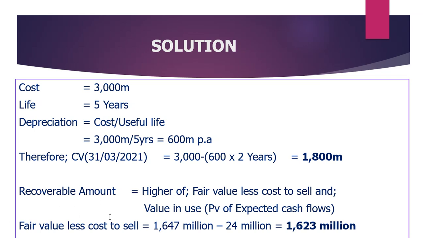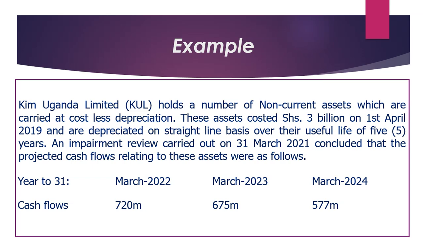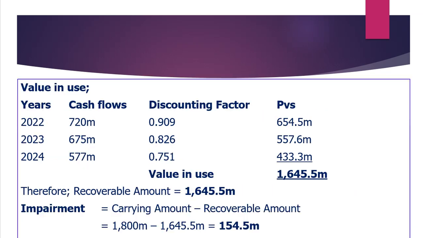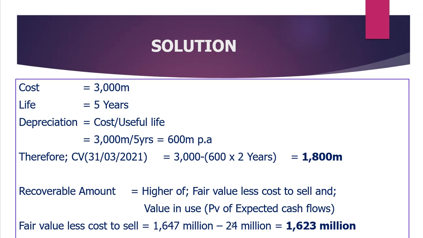So now, the fair value or the net selling price, of course, we get from the question. We have seen that the marketing department concluded that these non-current assets would fetch a market value of 1,647 million, but with associated costs to sell of 24 million. So to get the fair value less cost to sell, you take this market value minus the associated cost to sell. So let's do it. Now we got it here, and the fair value is 1,623 million. So after getting the fair value, we need to look for the value in use.